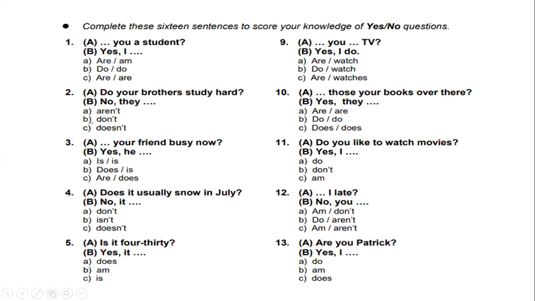The letter B. Okay, number three. Your friend busy now? Yes, he? Is. Okay, so which should be the correct one? Okay, ¿cuál sería la correcta? A, B or C? A. Yes, es una is, ¿verdad? Is your friend busy now? Yes, he is. Okay, number four. Does it usually snow in July? Don't. No.